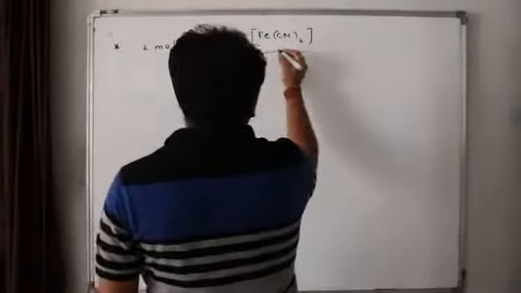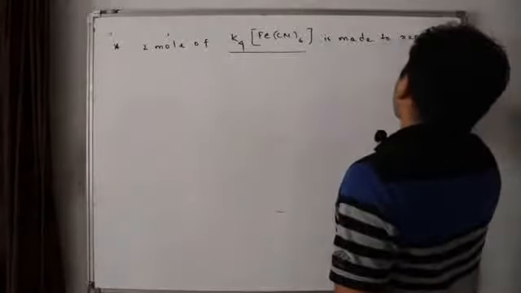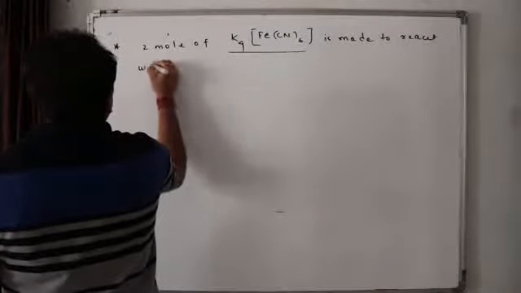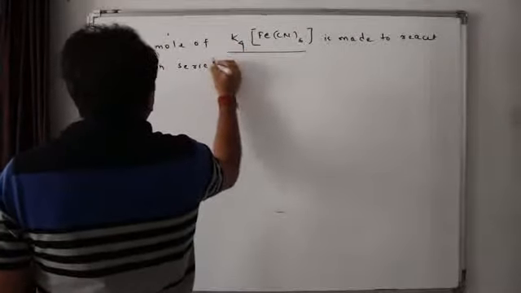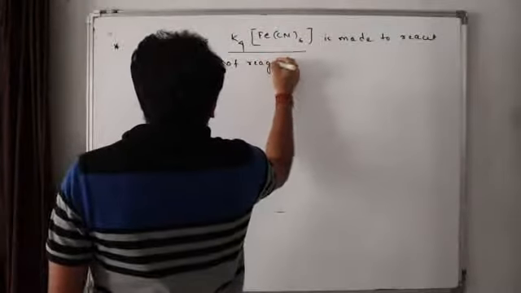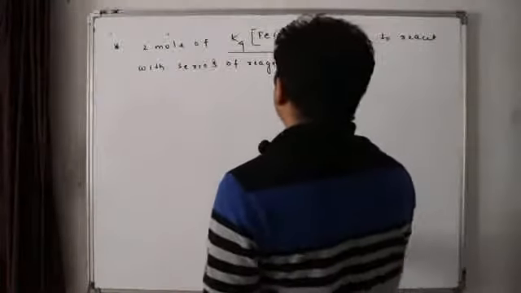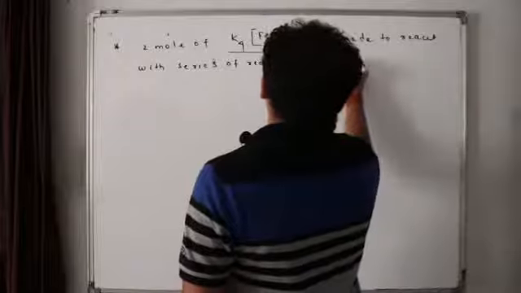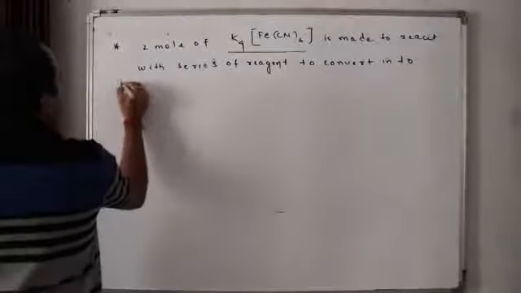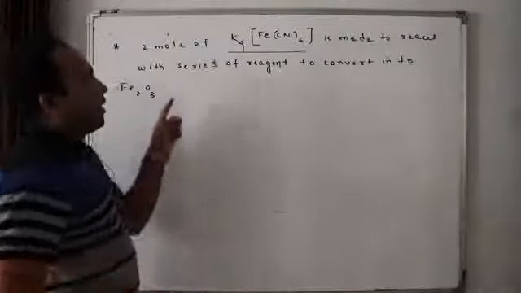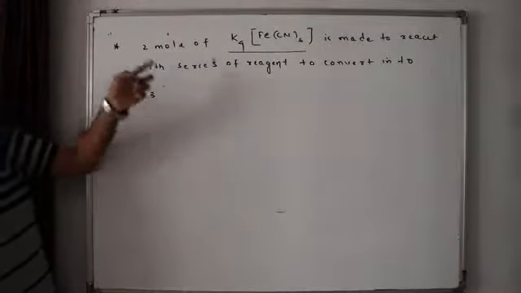2 moles of K4Fe(CN)6 is made to react with a series of reagents to convert into Fe2O3. Calculate the moles of Fe2O3 formed.